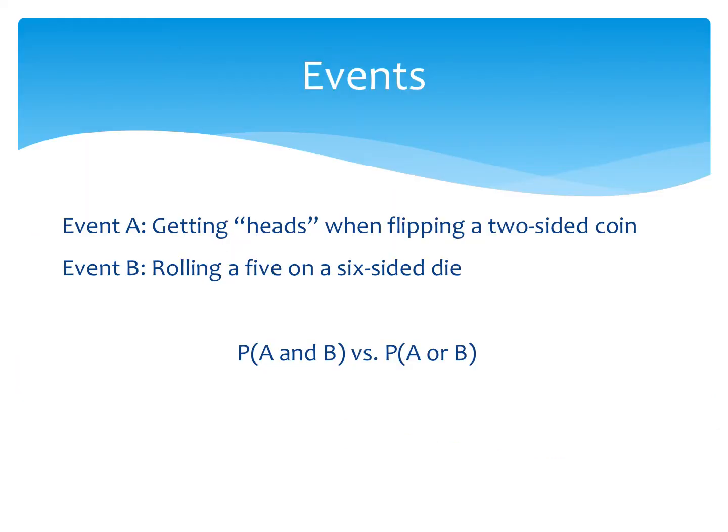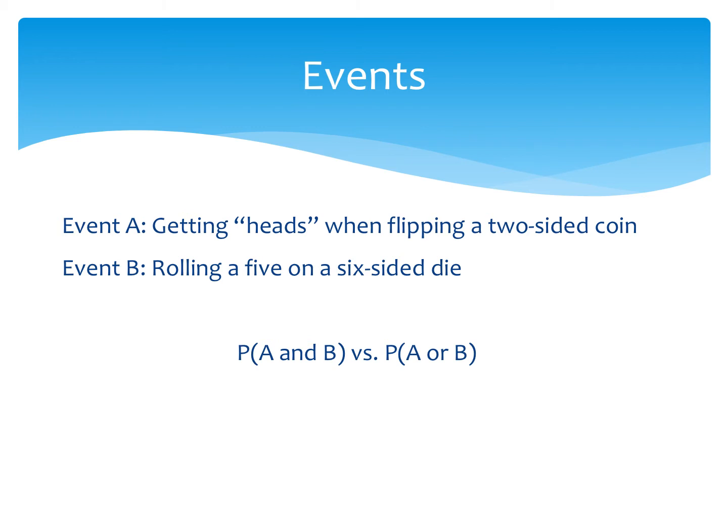To get things started, we're going to have a practice problem. Now in event A, we want to get heads when flipping a two-sided coin. In event B, we want to roll a 5 on a standard 6-sided die. So we have these two events.